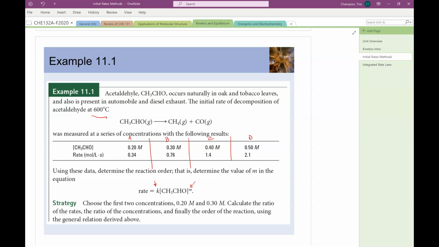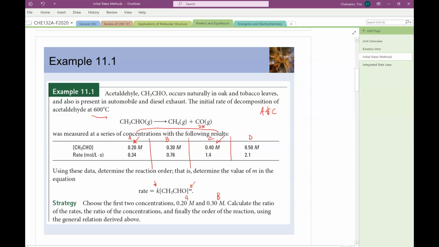So they took the first two concentrations down here in their example. So they're taking experiment A and experiment B. I'm going to look at experiment A and C. Now, the reason I like to look at experiment A and C is if you look at the value of C, that's 0.40, and the value in A is 0.20. What we've done there is we've doubled the concentration.